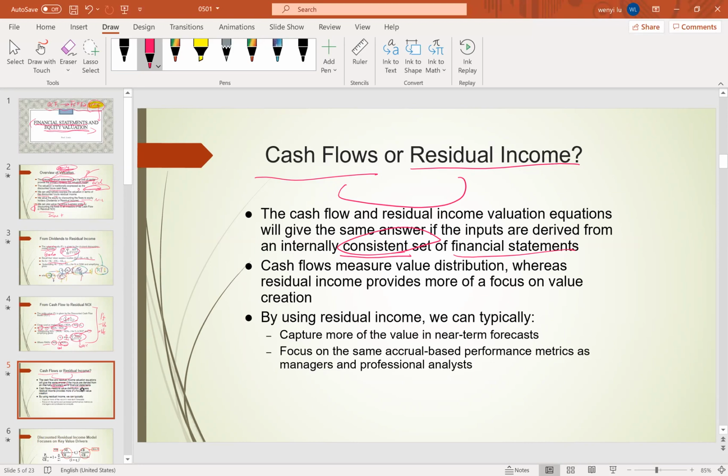And also you can see the difference. The cash flows measure value distributions. However, residual income focuses more on value creation. So residual income is for companies more on value creation, for example Amazon, and also Tesla and Google. These companies are more on value creation, so it will be more feasible to apply the residual income models.